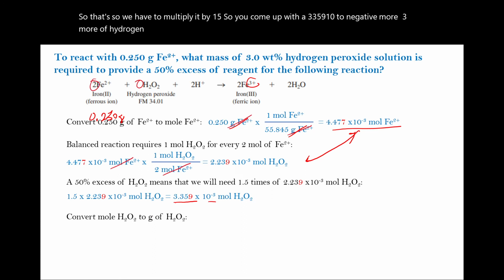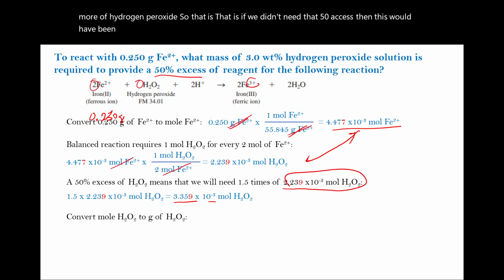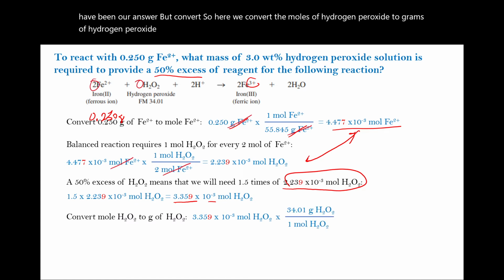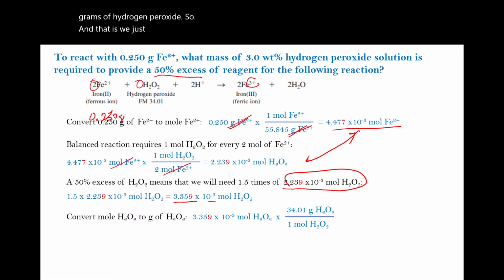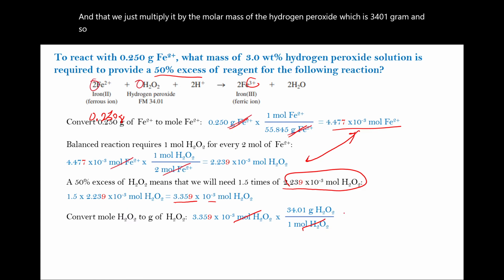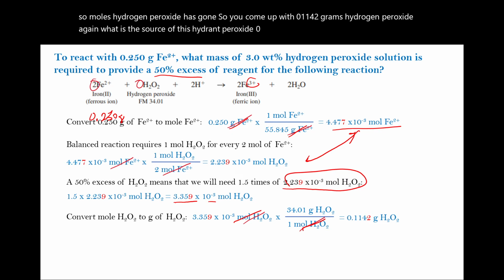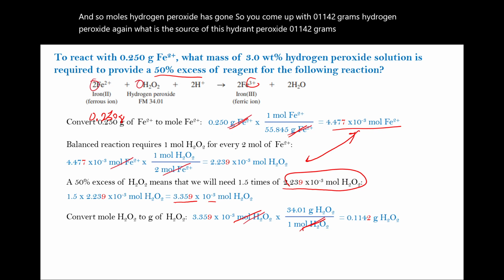If we didn't need that 50% excess, then this would have been our answer. But here we convert the moles of hydrogen peroxide to grams of hydrogen peroxide. We just multiply by the molar mass of hydrogen peroxide, which is 34.01 grams per mole. The moles of hydrogen peroxide are gone, and you come up with 0.1142 grams of hydrogen peroxide. Again, what is the source of this hydrogen peroxide? It's the hydrogen peroxide solution, which is 3%, right?